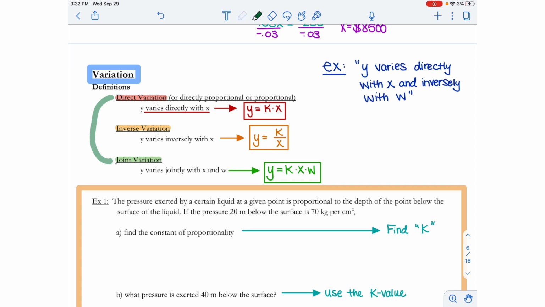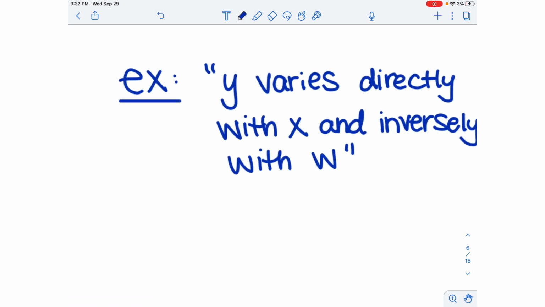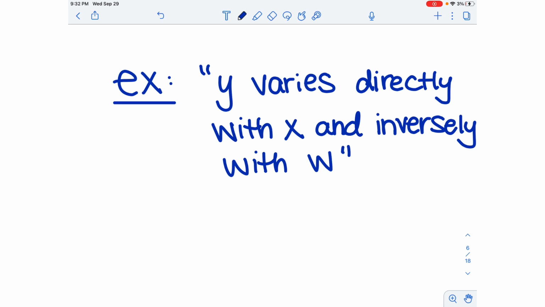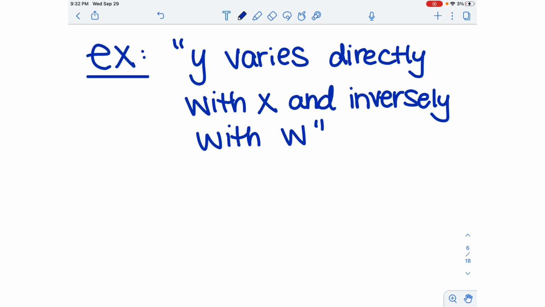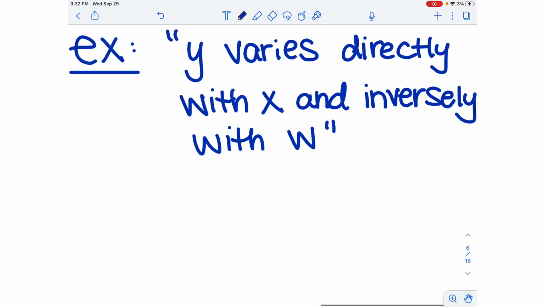Before we start the word problems, we are going to do one example of just writing a sentence. So here it says y varies directly with x and inversely with w. I just made this example up, so if you want to pause the video and write this down, you can. Y varies directly with x and inversely with w. How I'm going to write that out is this.